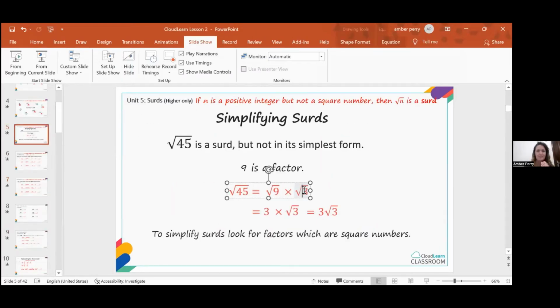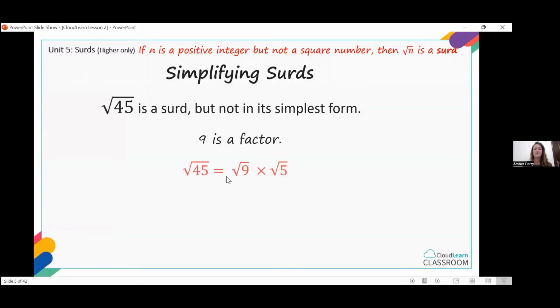There it is. I'm going to correct that because that's not right. There we go. Let's just do that again. So 9 times 5 is 45, okay? So we can take the square root of 9 and work out what that is, and we should know that the square root of 9 is 3. So root 45 is actually 3 multiplied by root 5. And you can write that like this. So that's the surd root 45 written in its simplest form, okay?